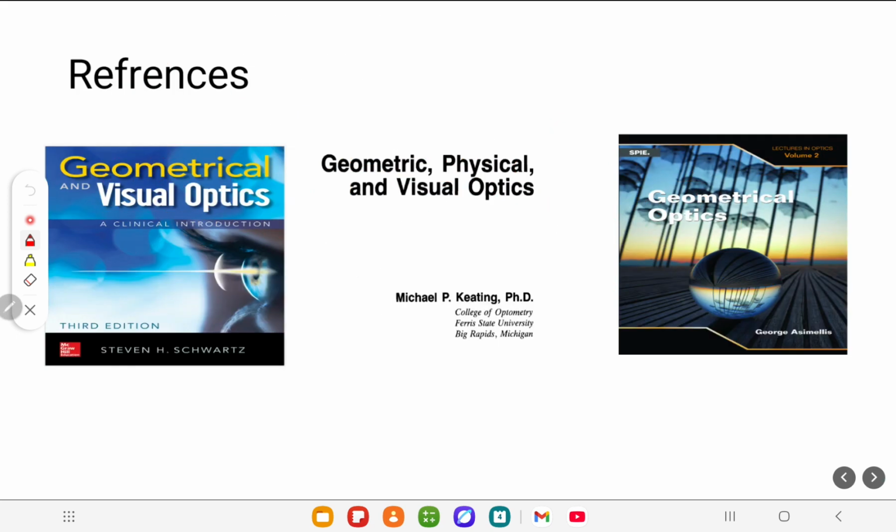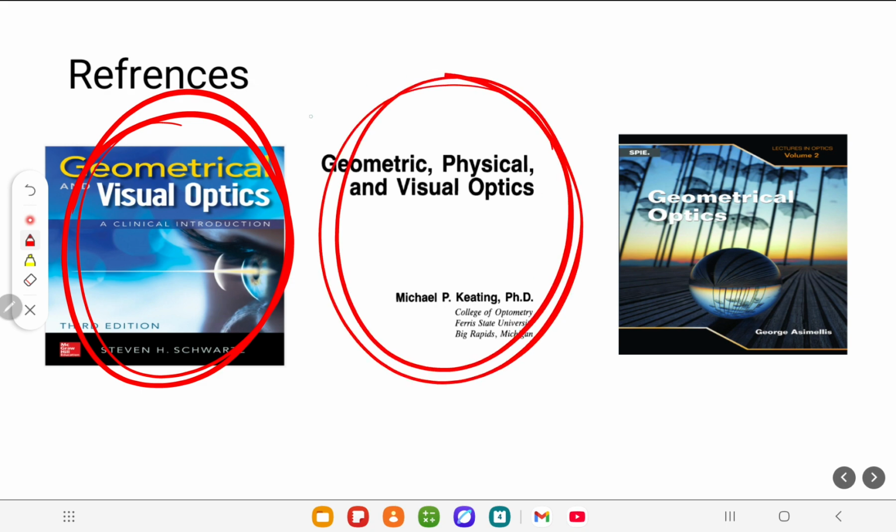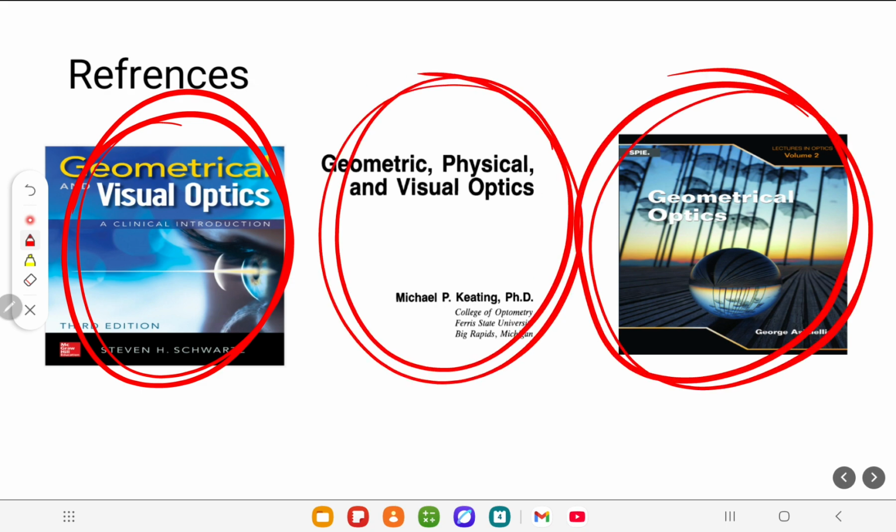For now, this is the very best book for the beginner, the golden book, and my favorite book of all time, by Professor Dr. George S. Emilis. So I hope it will work. Bye bye.